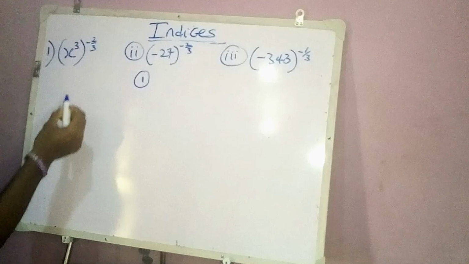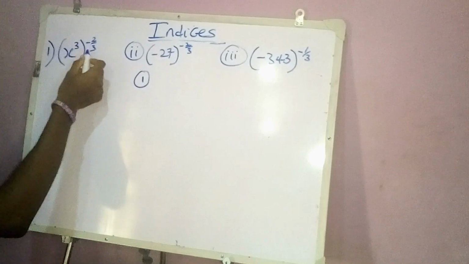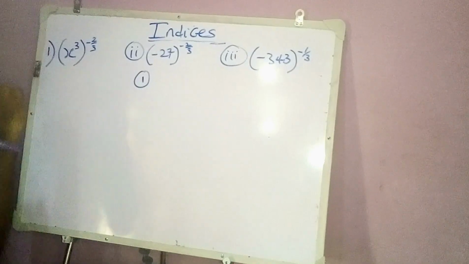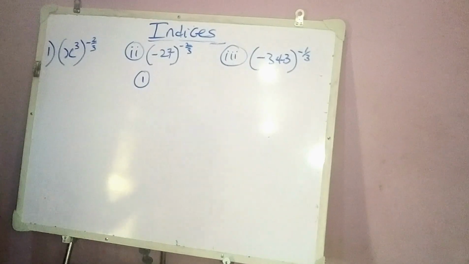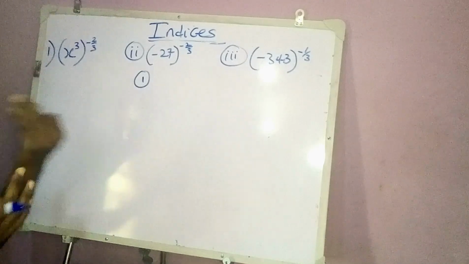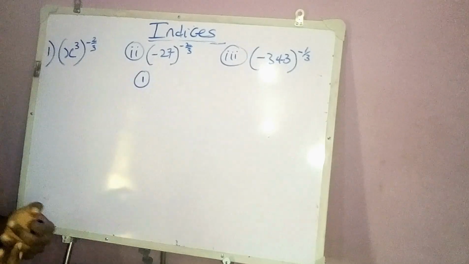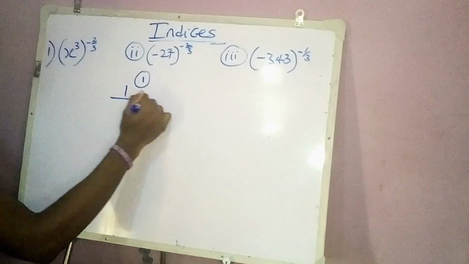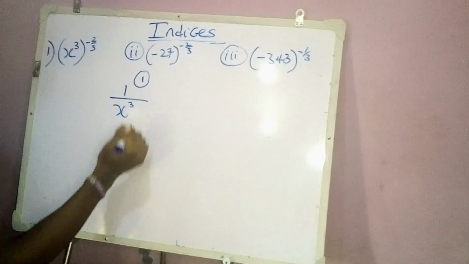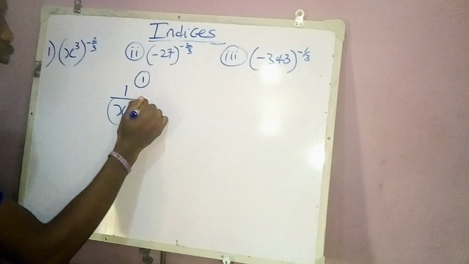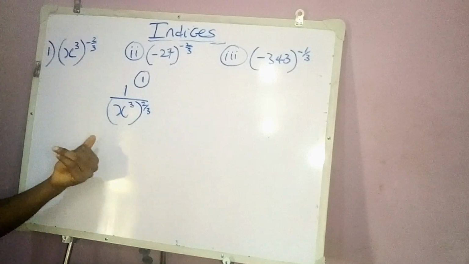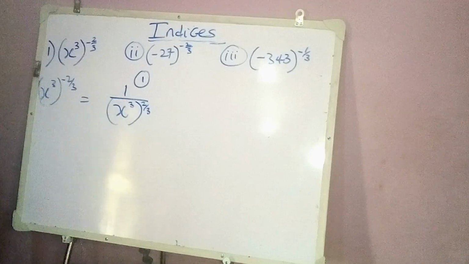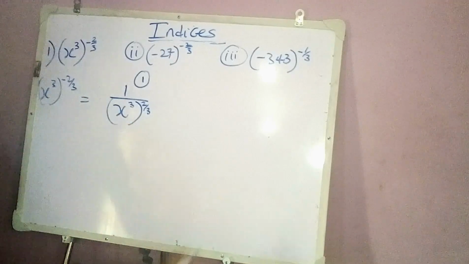What do we see? We see that these are powers, but we have a negative sign. So the first thing we can do is remove the negative sign, because students tend to become scared whenever a negative is involved in a question. So when we do this, we have 1 all over x cubed raised to the power of 2 all over 3. Now we have done the first step. Let me write it here. Negative 2 over 3.